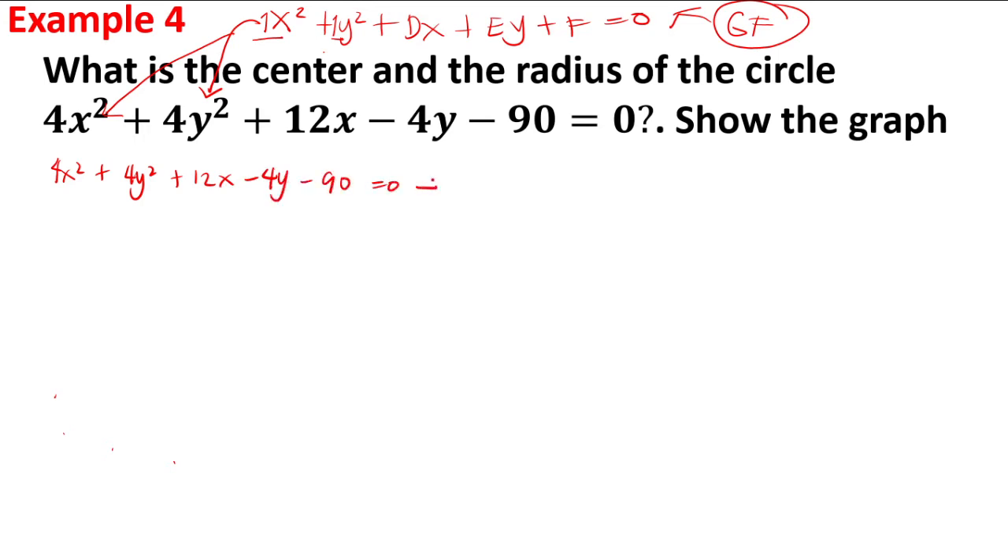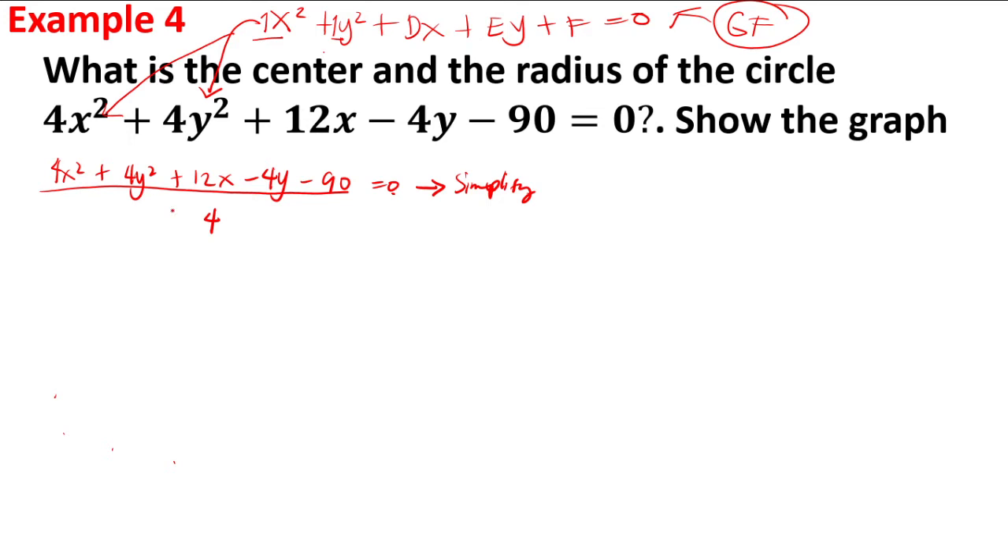So, itong equation na ito, simplify muna natin siya. How to simplify this? Gawa natin ng paraan para yung 4x squared maging x squared na lang, para yung 4y squared maging y squared na lang. So, paano yun? We have to divide the equation by 4. Okay?